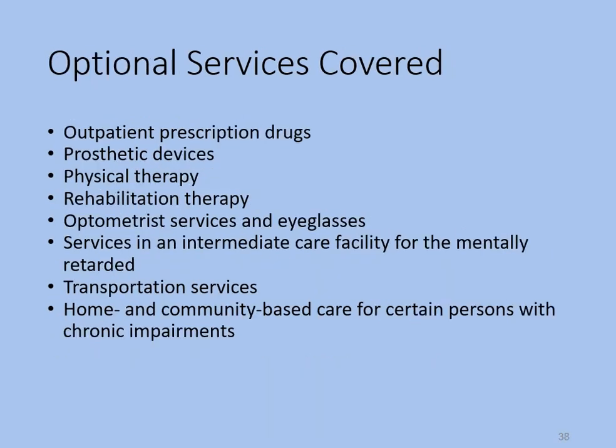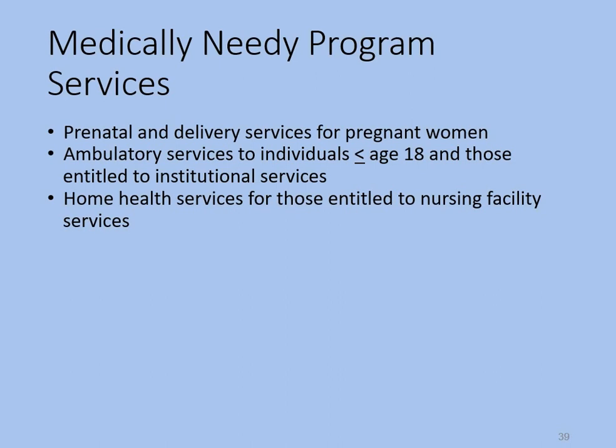Optional services are covered, and again, this is up to the states to determine: outpatient prescription drugs, prosthetic devices, physical therapy, rehabilitation services, optometry services in an intermediate care facility for mentally retarded, transportation services, home and community care-based care for certain persons with chronic impairments. So again, it's up to the states. A lot of states will provide outpatient prescription drugs because if you give a patient an inexpensive generic drug, that often can help keep the patient out of more expensive care that is provided only in a hospital. Medically needy program services include prenatal and delivery services for pregnant women, ambulatory services to individuals less than or equal to age 18, and those entitled to institutional services, home health services for those entitled to nursing facilities.